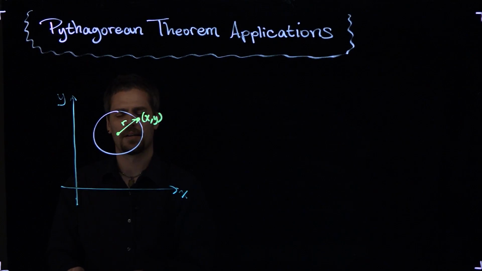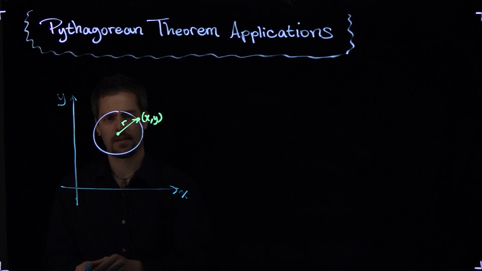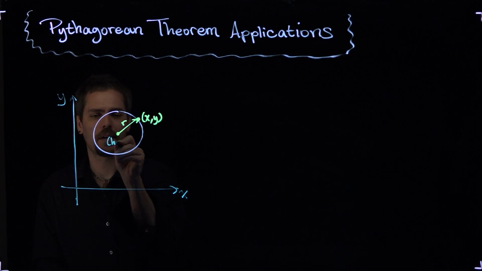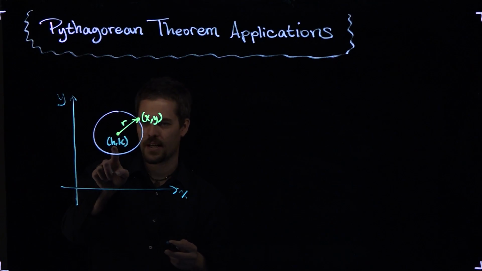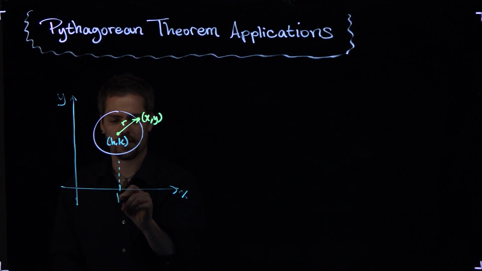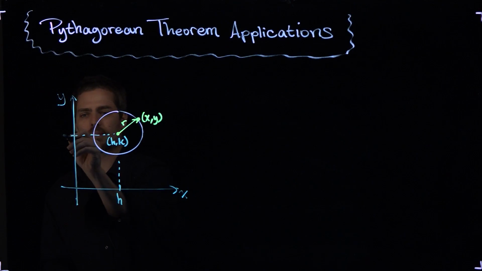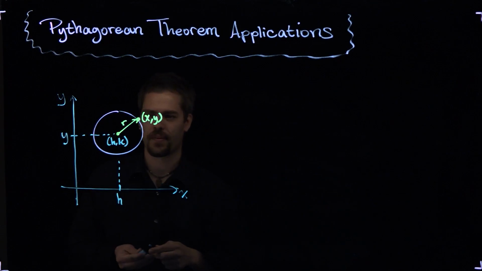Now, I also want to know where the center of my circle is. So I'm going to call that point h, k. We get to make up the h and we get to make up the k. It's just a location that describes something relative to the x-axis and something relative to the y-axis that sticks the center of our circle somewhere.